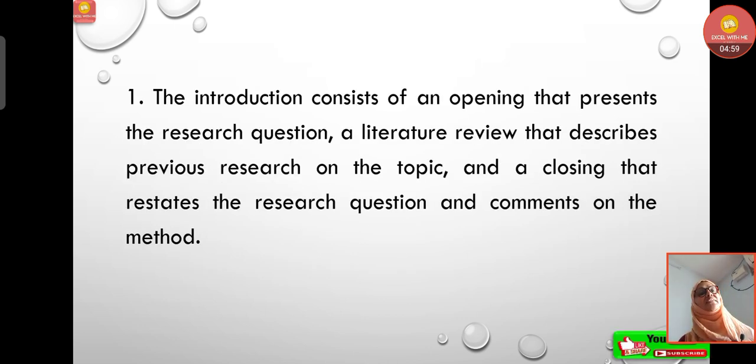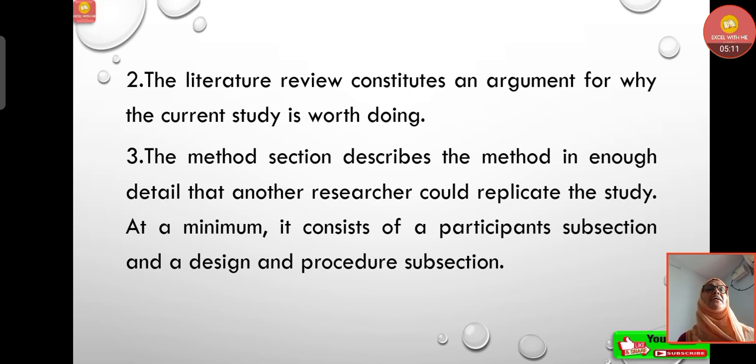Now the introduction consists of an opening that presents the research question, a literature review that describes previous research on the topic, and a closing that relates the research question and comments on the method. Second, the literature review constitutes an argument for why the current study is worth doing. Third is the method section, that describes the method in enough detail that another researcher could replicate the study. At a minimum, it consists of a participant subsection and a design and procedure subsection.